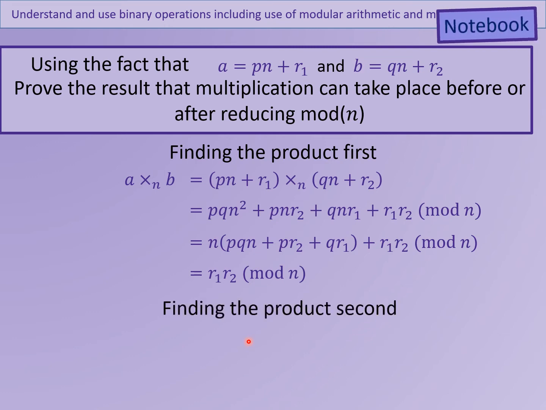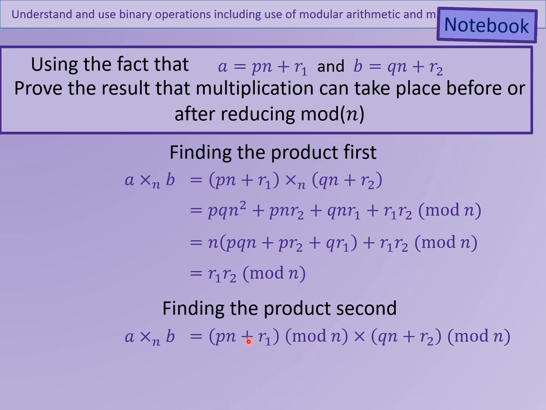If we were to start with a and b first and reduce them mod n before finding the product, then a would just be r1 and b would just be r2, leaving us simply with the same answer, r1r2 mod n.